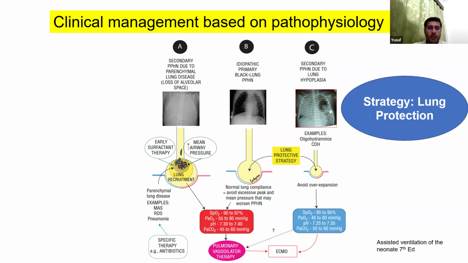So this was the first aspect of PPHN management, that is, you are providing adequate lung recruitment. Second important thing is basically providing supportive care. So what are important components of supportive care that you should be very careful about when you are managing these babies?